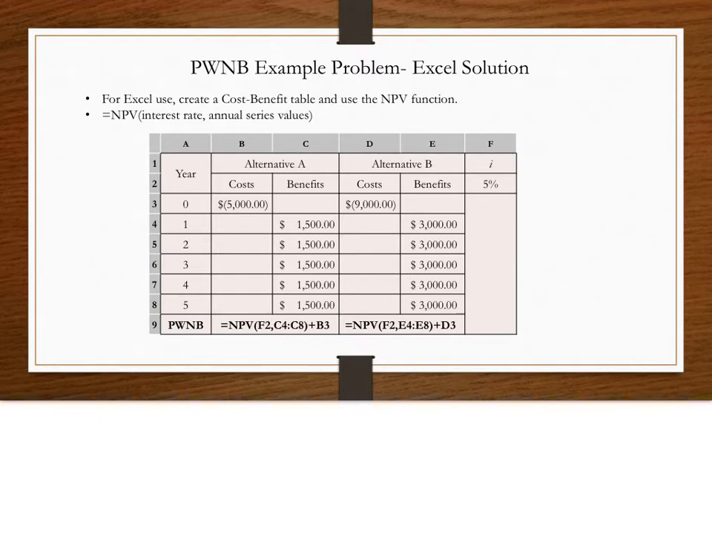To get the present worth net benefit, you have to take it a step further and add it to the capital cost. B3 for alternative A and D3 for alternative B. So you see that we end up with the same values that we calculated using the equations.